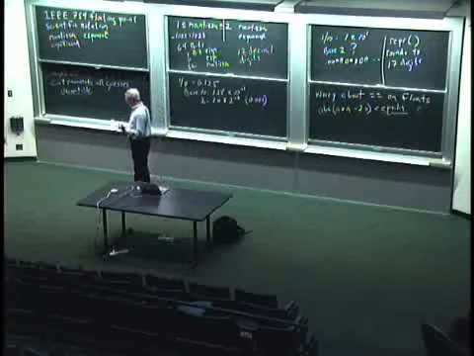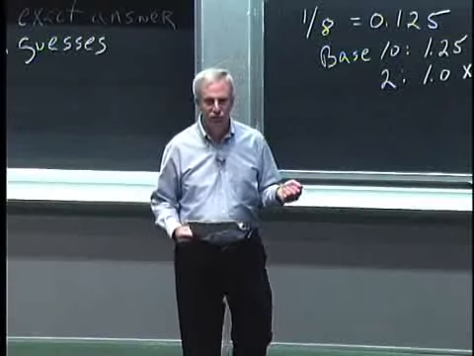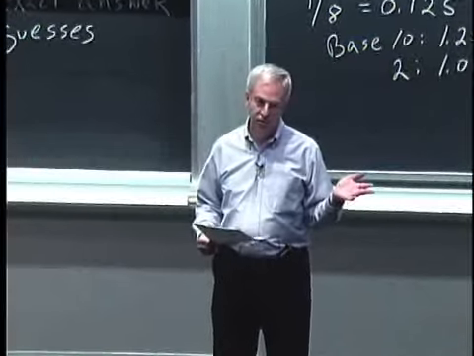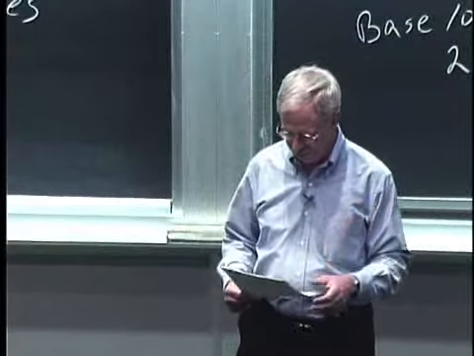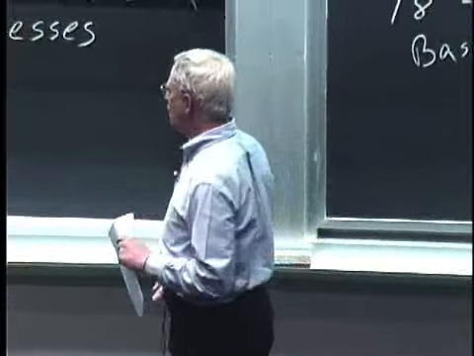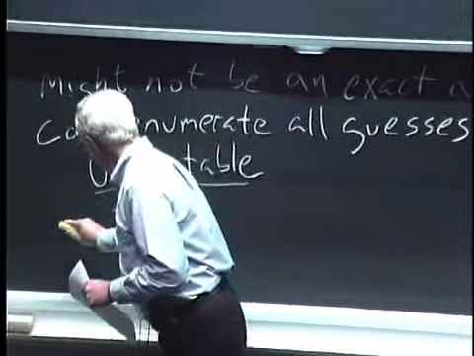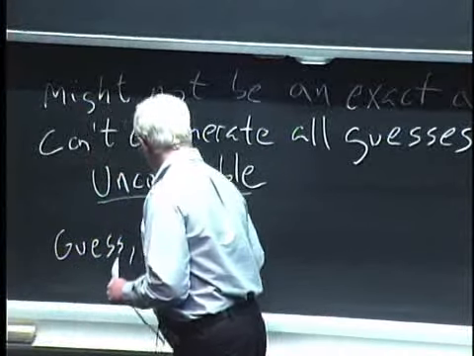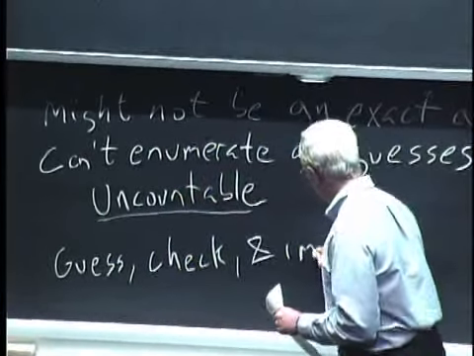So we have to find something clever, because we're now searching a very large space of possible answers, what technically we might call a large state space. So we're going to take our previous method of guess and check and replace it by something called guess, check, and improve.